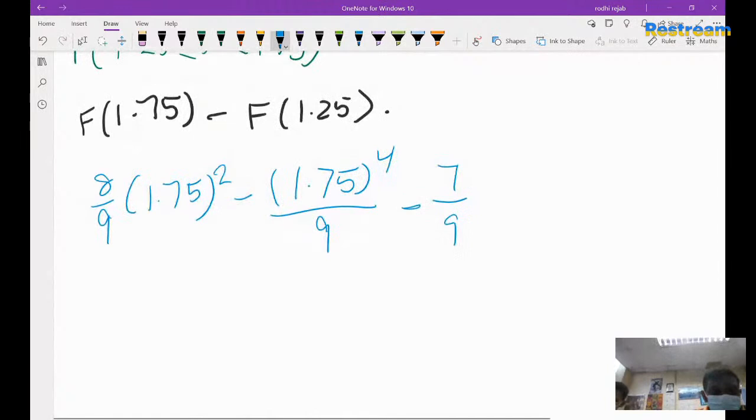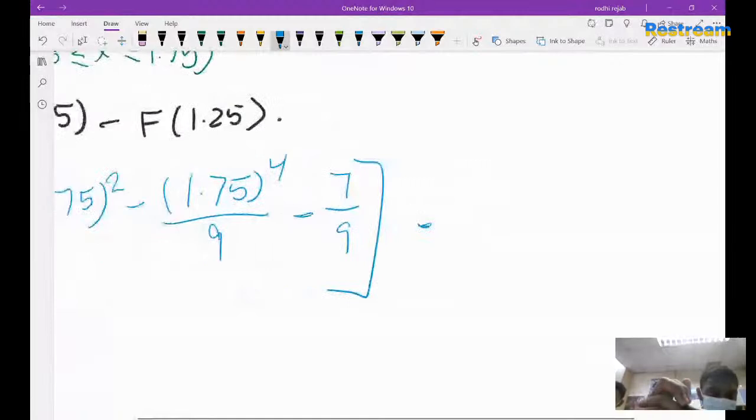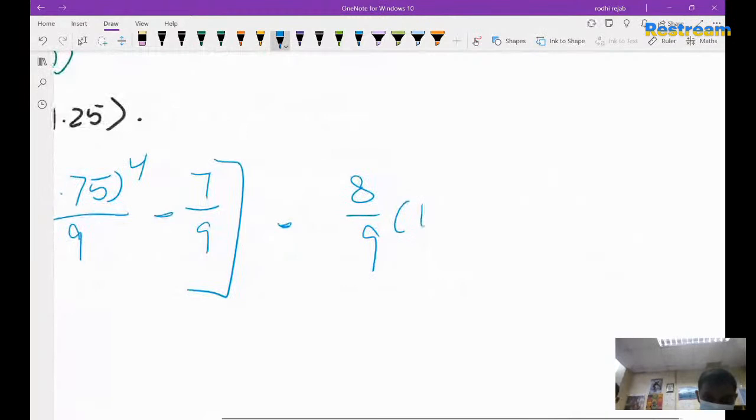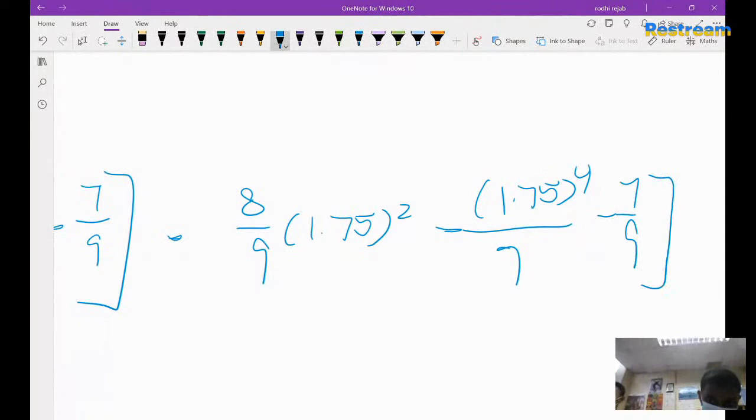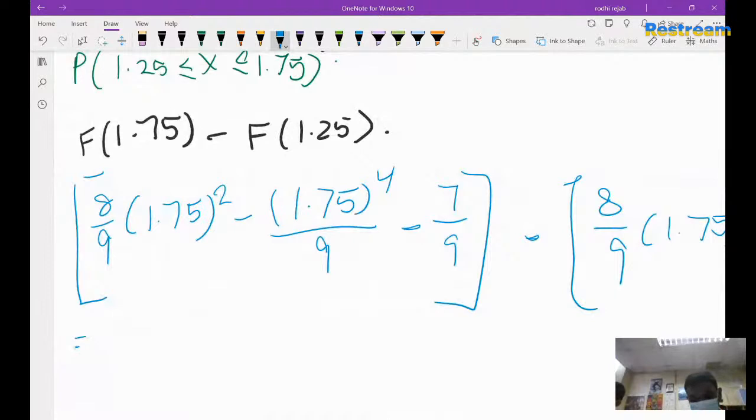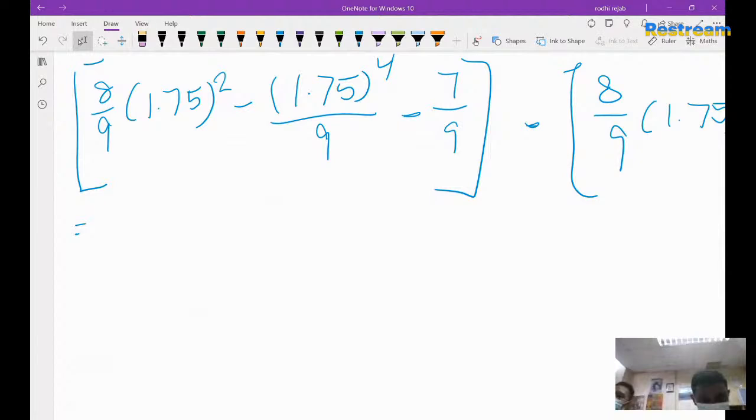So yang ni tolak dengan nilai yang sama 8/9. So if we do the calculation over here, we should be able to get our final answer, which is 0.5624. So this is the final answer for question C.